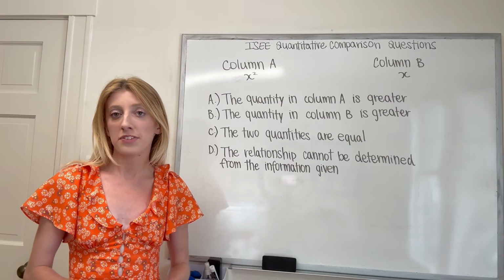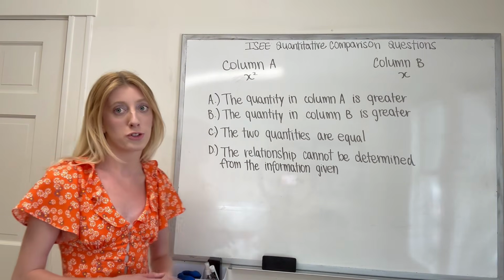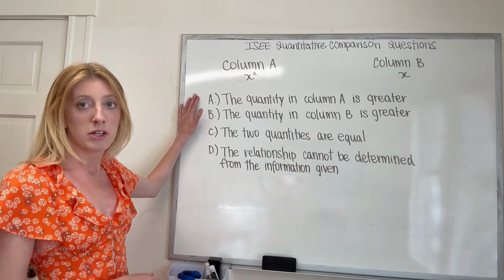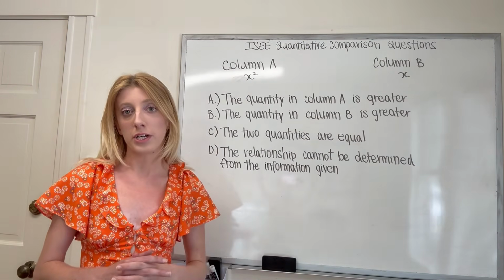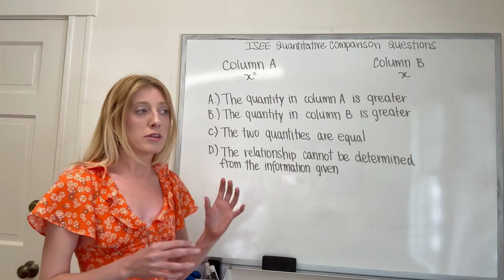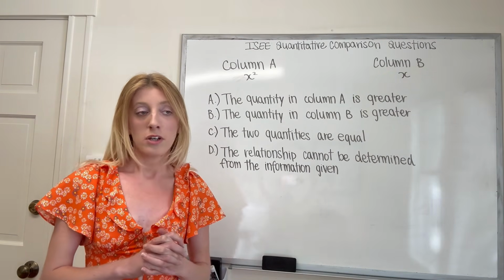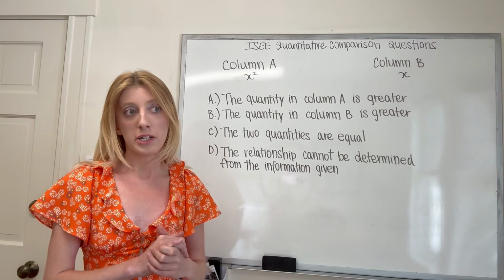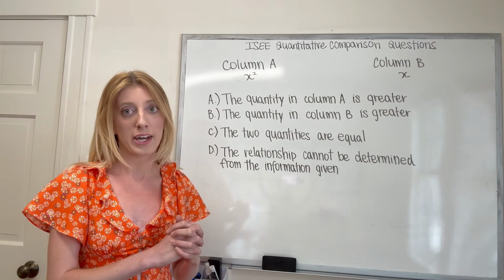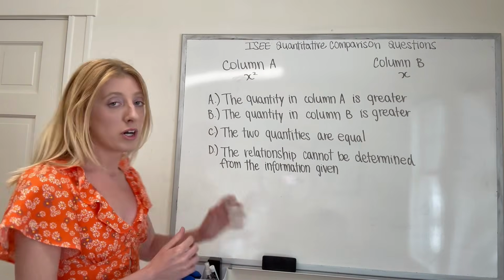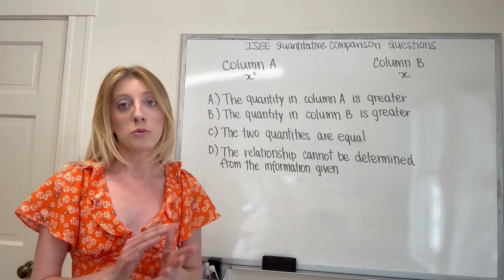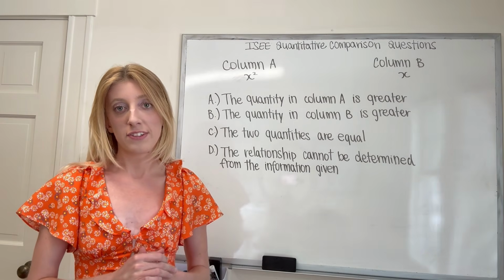Each quantitative comparison question comes with 4 different answer choices. Starting with A, the quantity in column A is greater, and B, the quantity in column B is greater. These 2 answer choices have no ambiguity worked into them. They mean that for every value of X, quantity A will be greater than quantity B, and for answer choice B, quantity B will be greater than quantity A. For C, the 2 quantities are equal. This means for every value of X, the 2 quantities will equal each other, and it's always consistent.